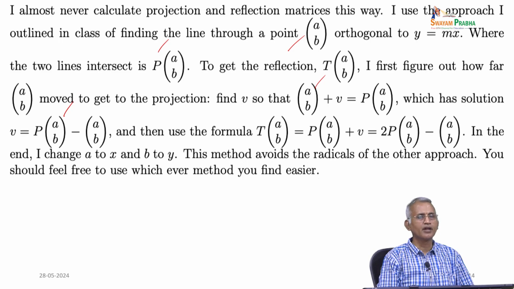Then use the formula T of (a, b) equal to P of (a, b) plus v, which equals 2P of (a, b) minus (a, b). So, in the end I change a to x and b to y. This method avoids the radicals of the other approach. So, you should feel free to use whichever method you find easier.